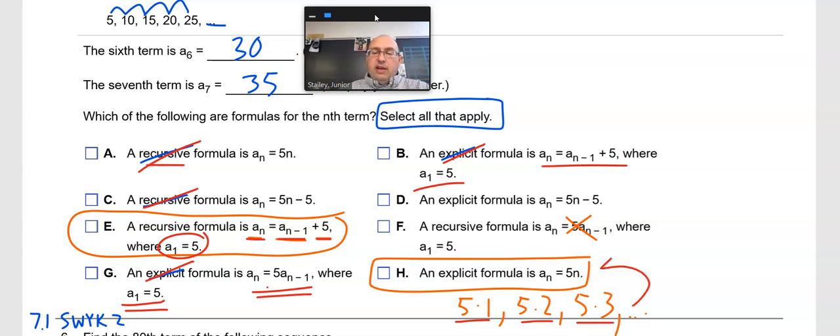So that's pointing us to this. If you were to come down here and look at that one, you would not get 5, 10, 15, 20, and so forth. Letter F is out. It's a recursive formula, that's true, but we're not multiplying by 5 every time. Otherwise, we would go 5, 25, 125, 625, and we're not doing that. So letter F is definitely out. So E and H are the only two that are good for this, and I'll meet you at the next one.